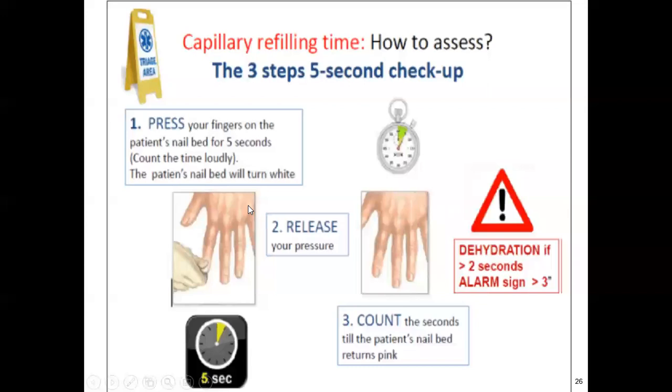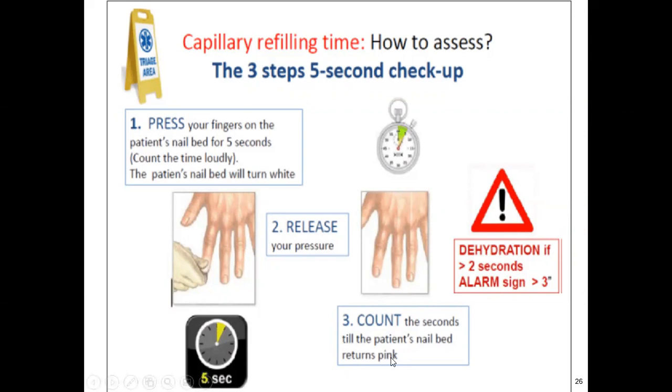In a healthy person or with disease, the same thing can happen. It should turn white because the blood supply is arrested. Then you release the pressure, and wait to see how long it takes for the pink color or blood to return. So count the seconds until the patient's nail bed turns pink.